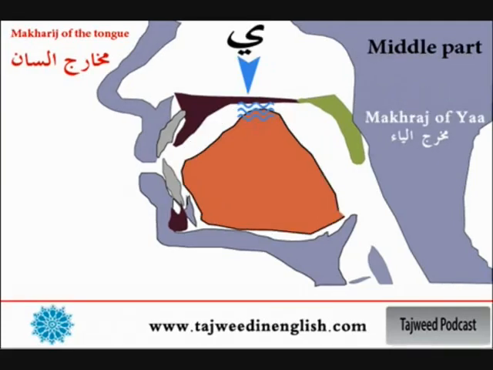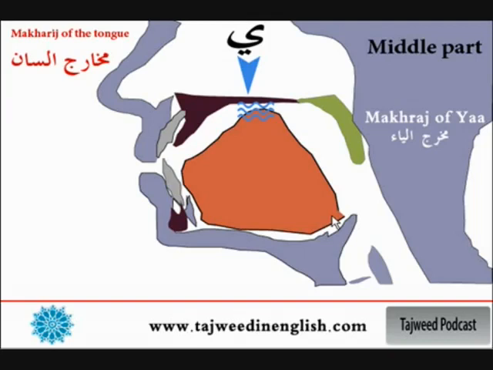So similarly for the letter Ya, it's exactly similar to Sheen, but the only thing is that Ya gives more air and more of the last part of the tongue, which is represented here next to the throat. It is much more open and gives more air towards the Ya.